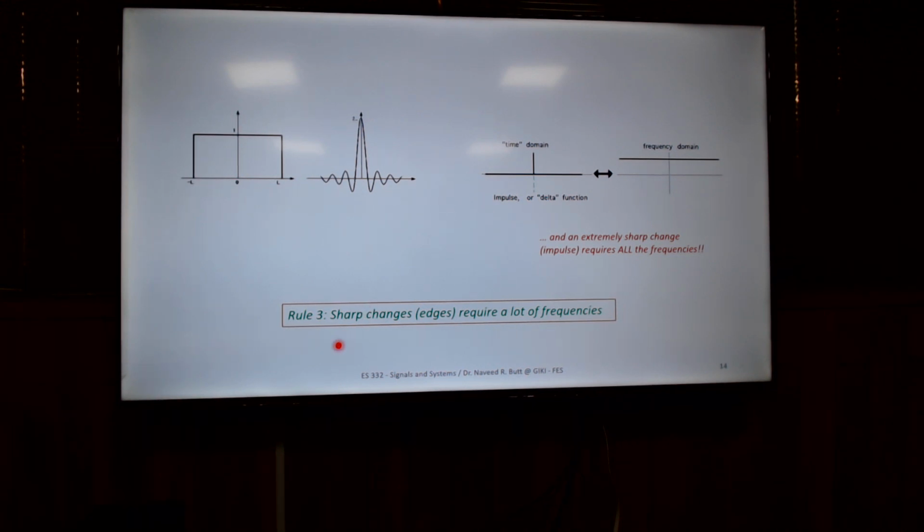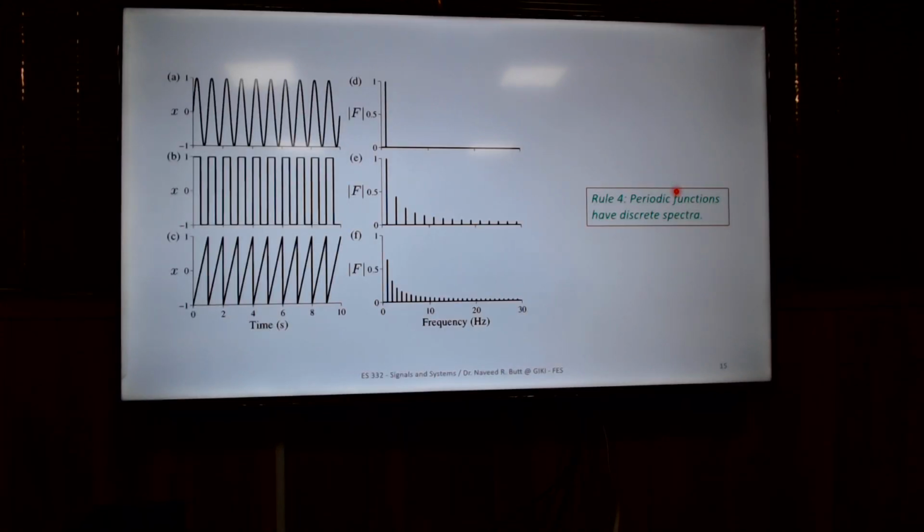This is again the same thing, but now what is the most extreme sharp thing? It's the delta in time. So what happens? You need all the frequencies. It keeps on going. So this is another way of reaching the same conclusion.